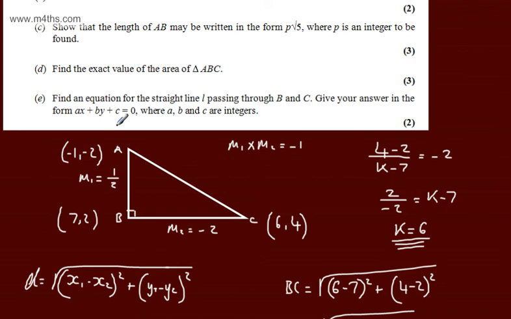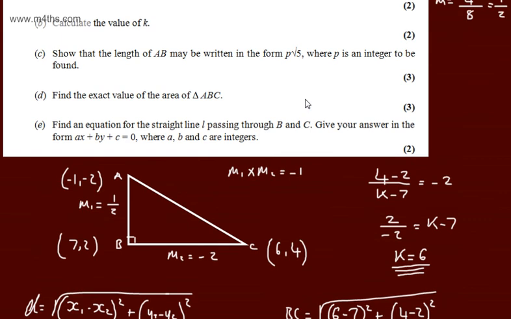In part E, we need to find an equation for the straight line L passing through B and C, giving our answer in the form ax plus by plus c, where a, b and c are integers. So we have these 2 points and we already know the gradient. We know that the gradient m is equal to -2, and we can choose either point. I'm just going to choose (6, 4). If you want to choose B, we know that this is correct for B. If you're unsure about your value of k, it's probably better to use B.